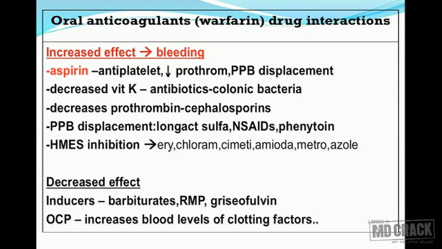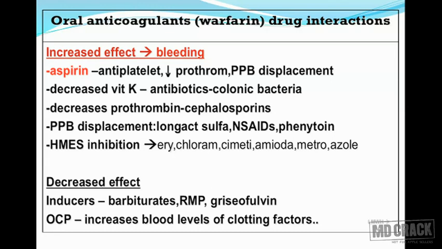That's another reason. Next, the situations with decreased vitamin K, that's the antibiotics which are going to eradicate some microorganisms in the intestine, the colonic bacteria, and therefore vitamin K synthesis will be less. In these situations, you can get increased effect. Next, decreased prothrombin, for example, cephalosporins. Cephalosporins decrease the prothrombin, and this makes the patient more susceptible to bleeding if the patient is receiving warfarin.